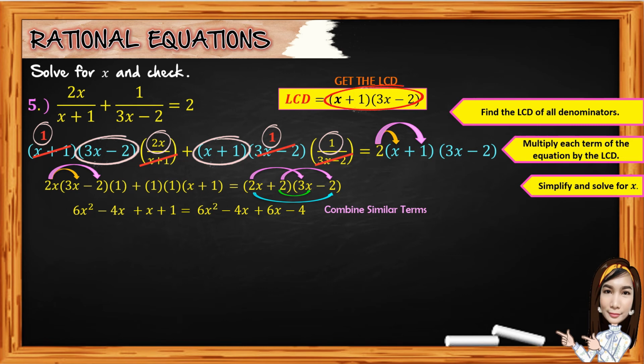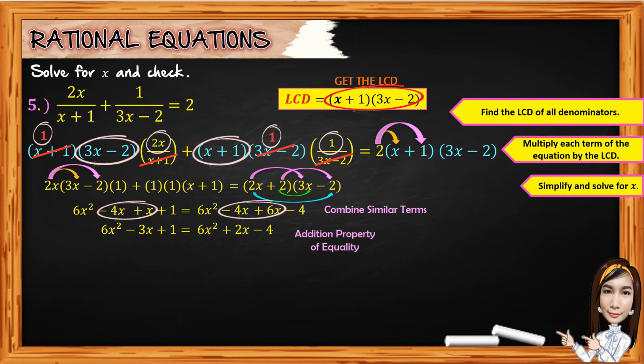Then combine similar terms. On the left side, we can combine negative 4x plus x because they are the same linear terms. So notice that we have unlike or different signs. So we're going to subtract and follow the sign of the larger number. So the result is 6x squared, negative 4x plus x is negative 3x plus 1. Then on the right side, we can combine negative 4x plus 6x. So notice that they are also unlike or different signs. So we're going to subtract and follow the sign of the larger number, which is positive. So the result is 6x squared, negative 4x plus 6x is positive 2x minus 4.